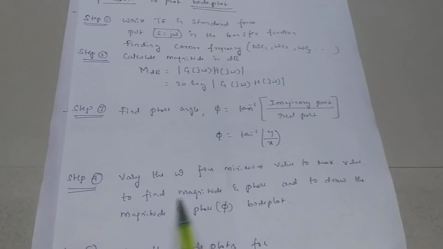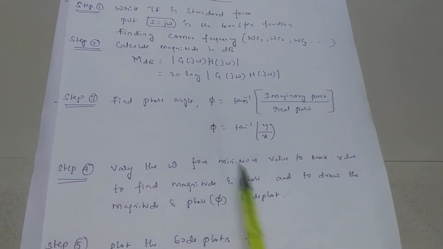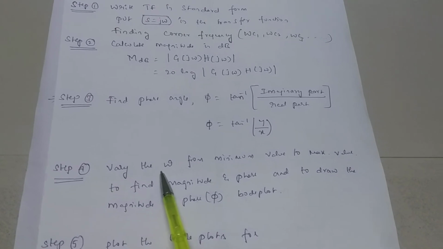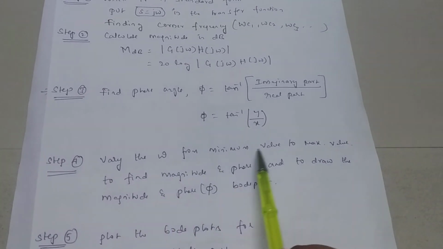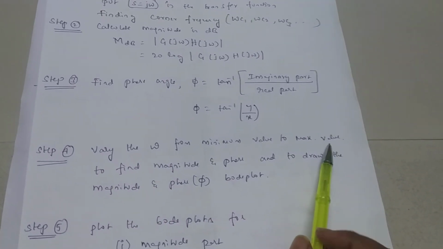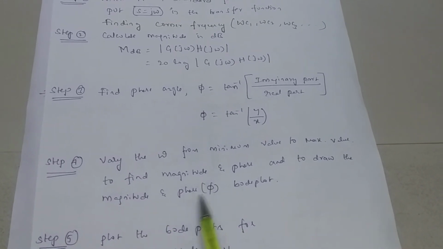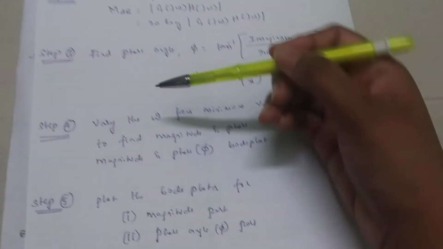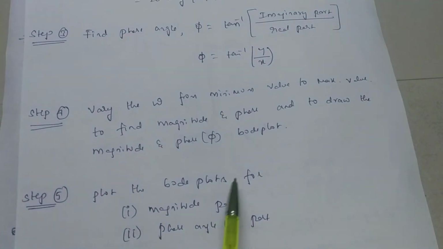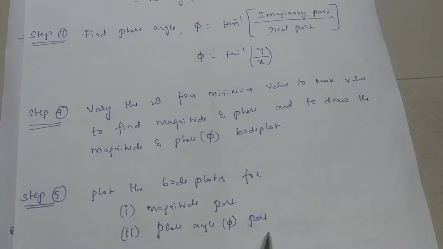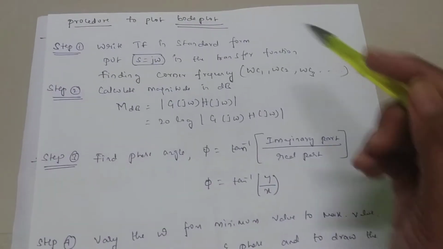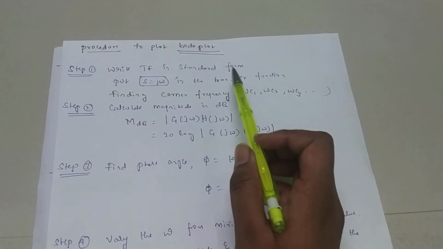Next we need to take the variable values, that is omega. We need to vary the frequency from the minimum value to the maximum value. I already told you about the tabular column for magnitude and phase angle in the Bode plot. After that, step 5 is to plot the Bode plot for the magnitude part and the phase angle part. So this is the procedure for the Bode plot.